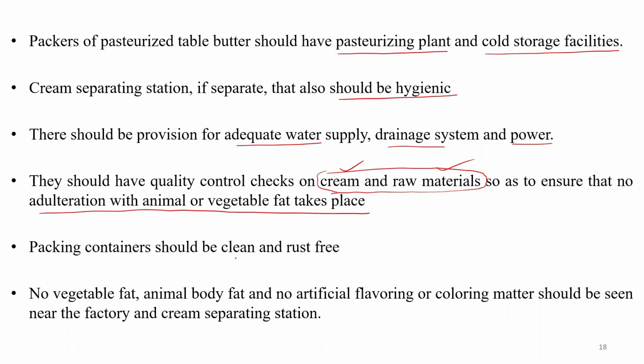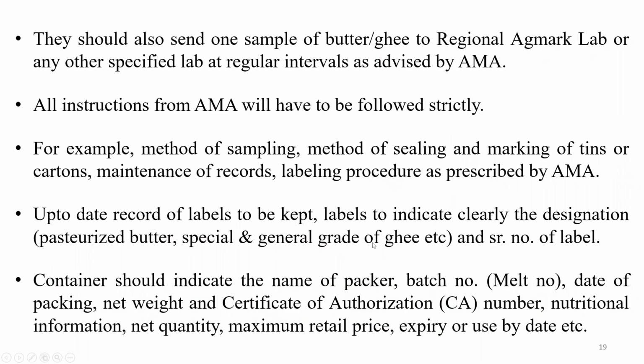Now the packing container should be clean and rust free. Obviously it is the requirement. Then no vegetable fat, animal body fat, or artificial flavoring or coloring should be seen near the factory and the cream separating station. Adulteration is a far point; they must not even be seen in the premises of the butter or ghee manufacturer.